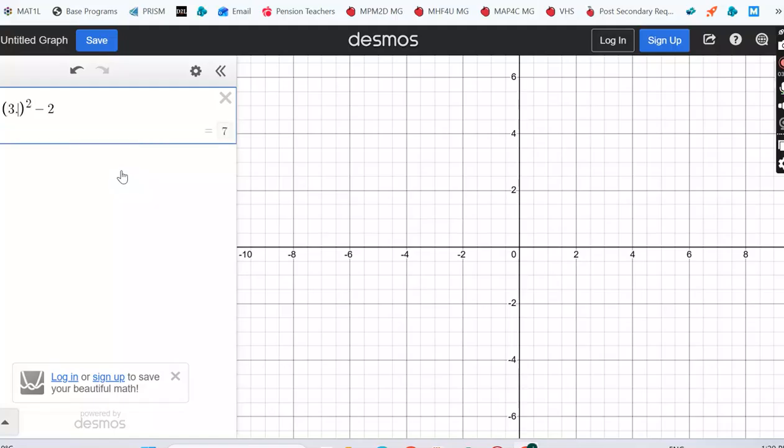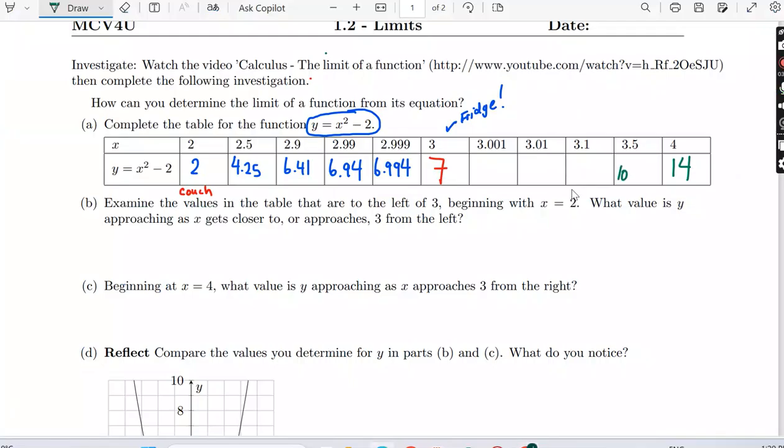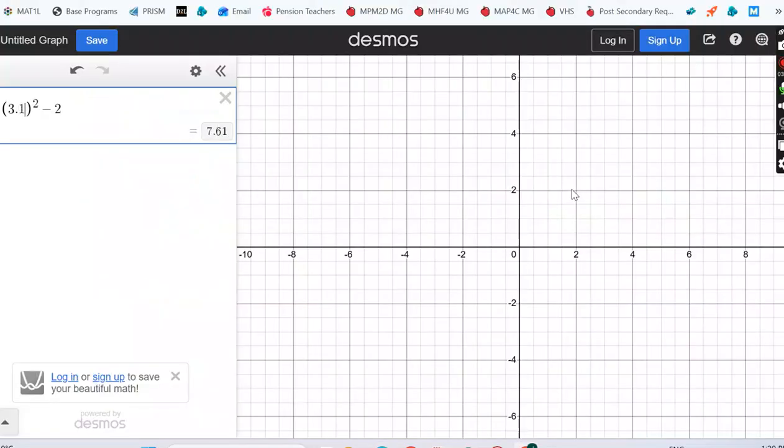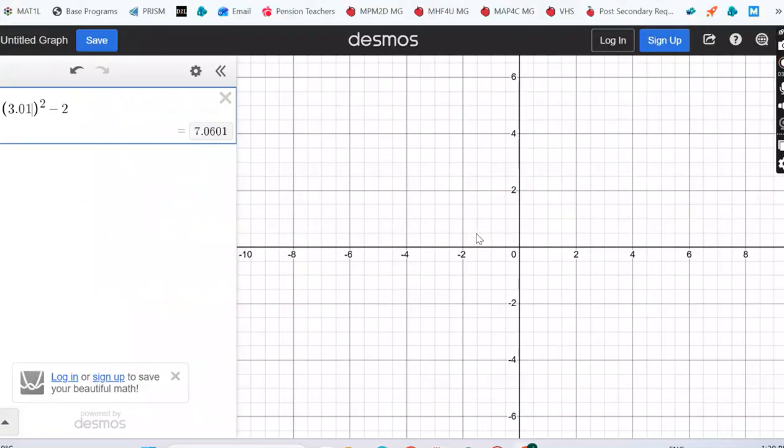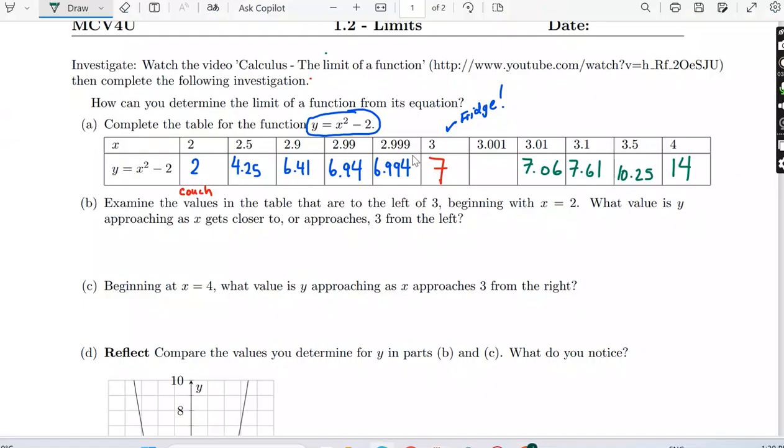3.5, we get 10.25. 3.1, 7.61. 3.01, 7.06. 3.001, 7.006. So you can see approaching it from the bedroom, you're still heading to the same destination. Okay. Which in this case is the fridge. So your limit, we can say, is still 3 from both sides. From looking at this table, you can say the couch is the left side, and you can say the bedroom is the right side. Okay.